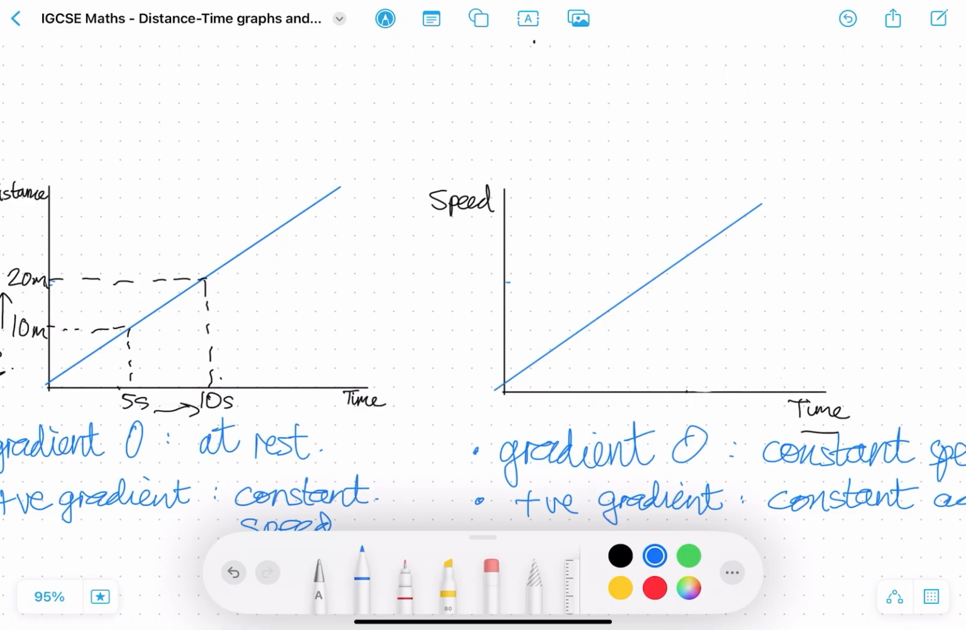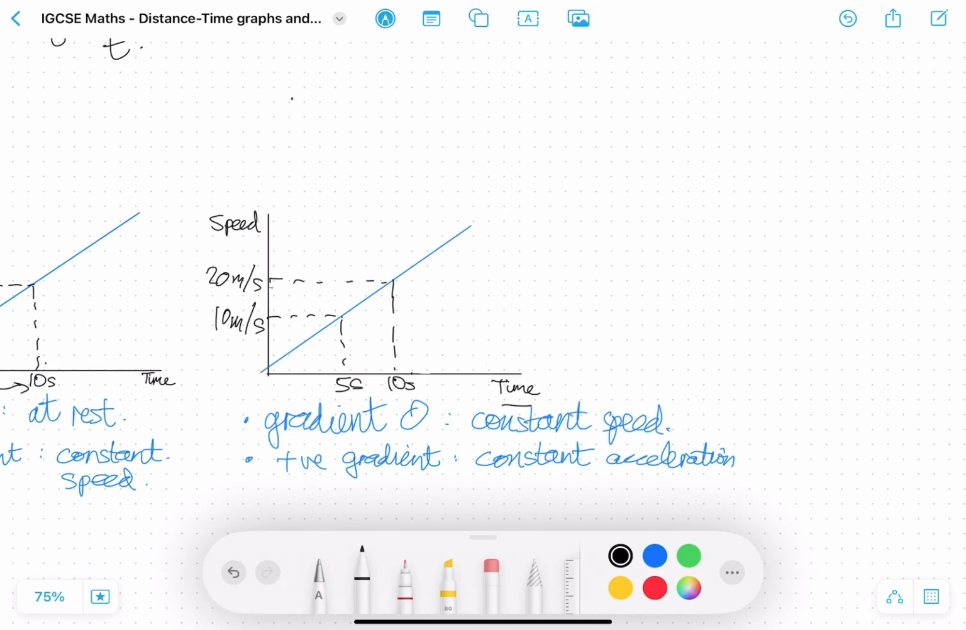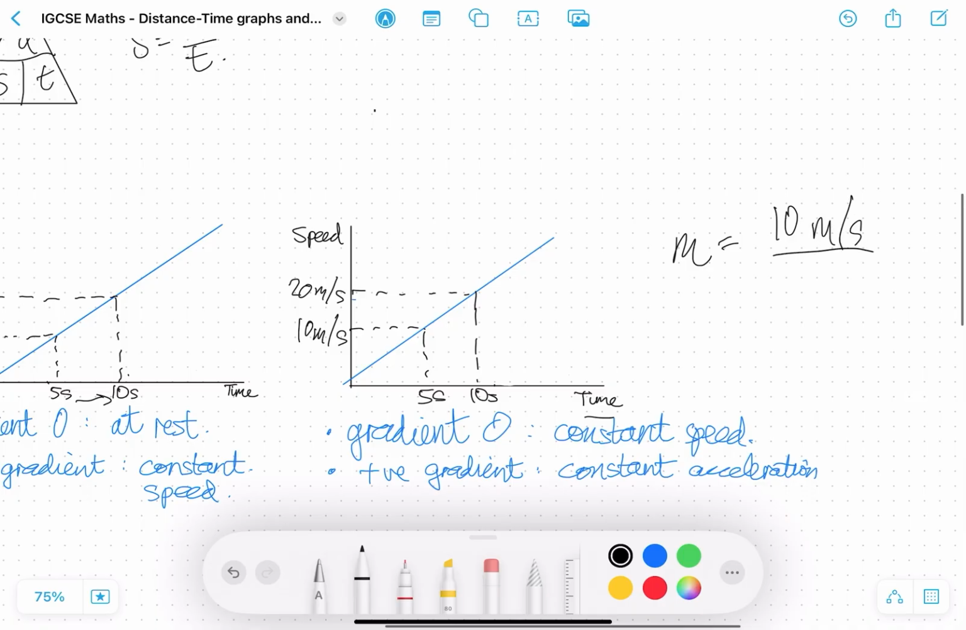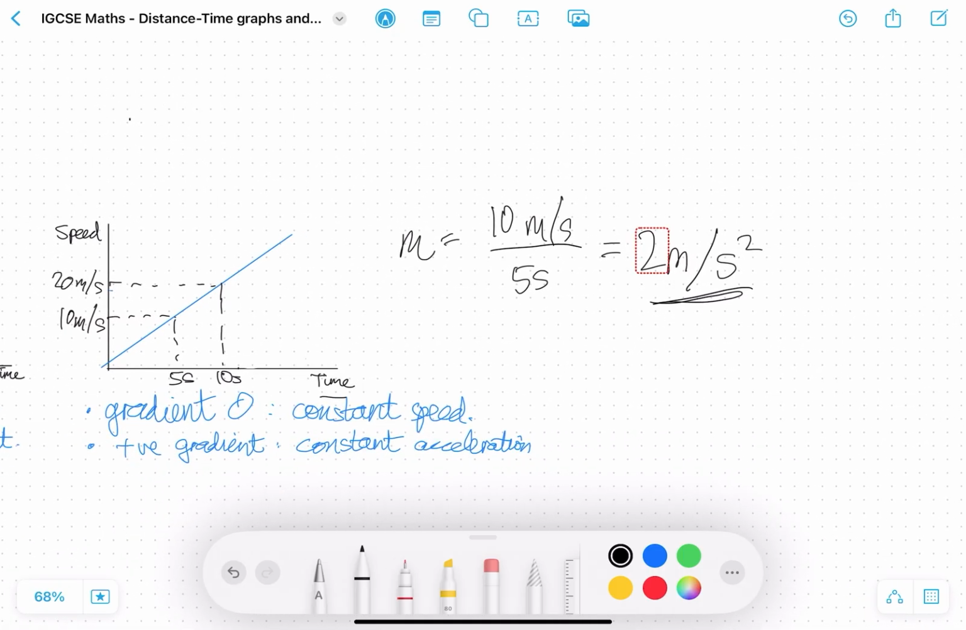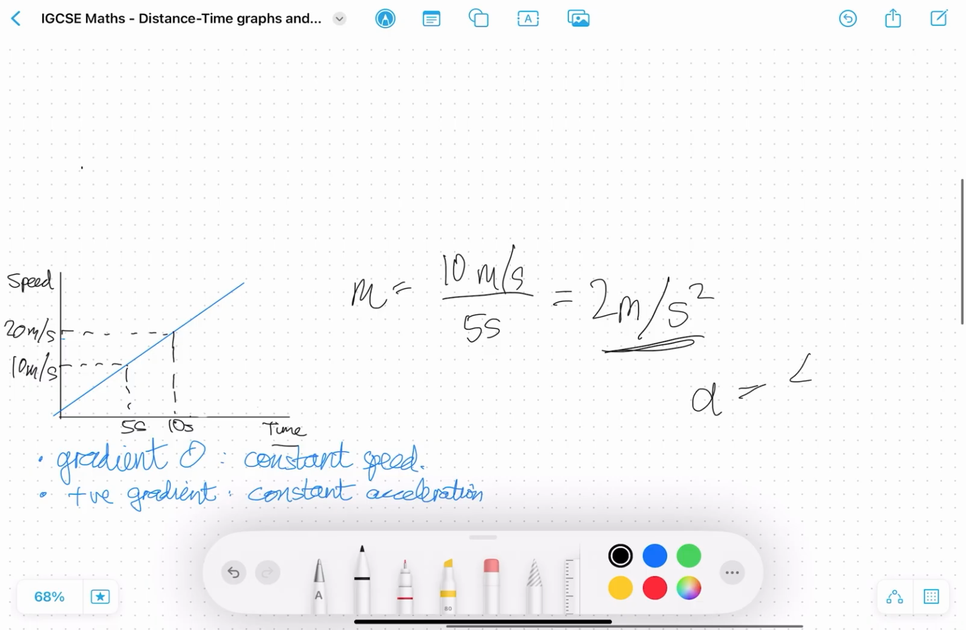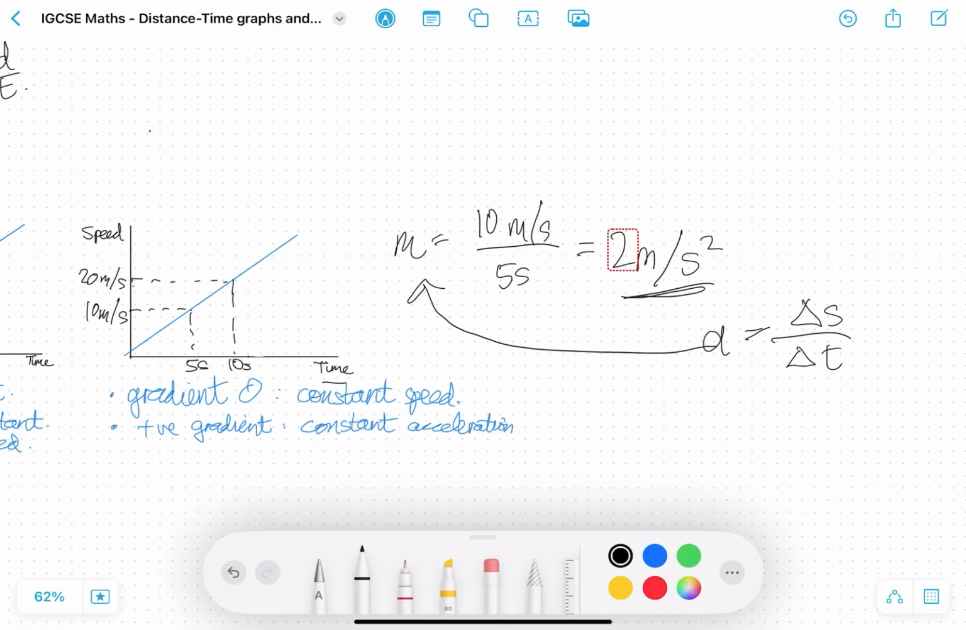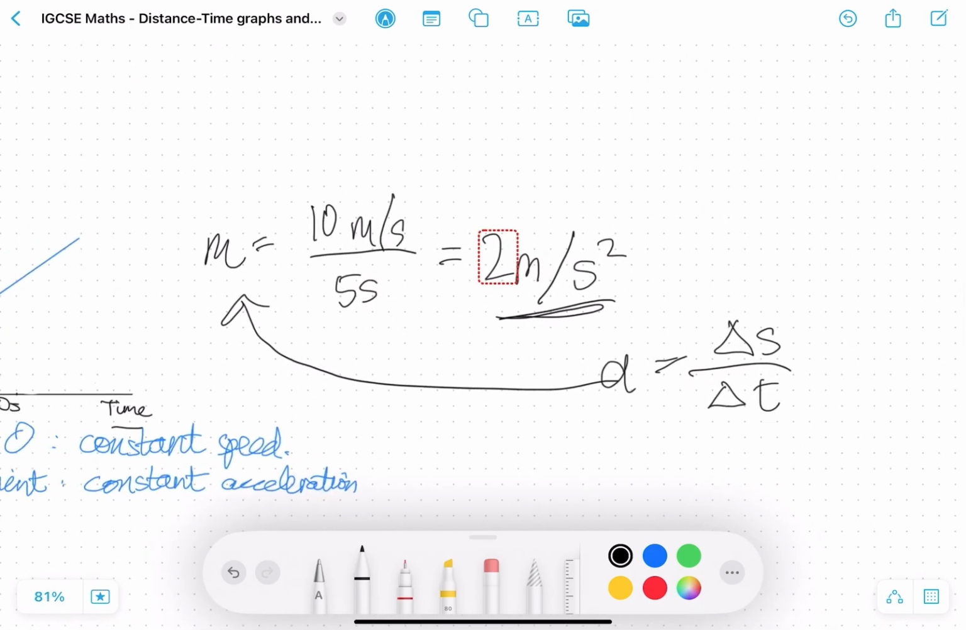So if we take the same values from the previous example, at 5 seconds, the object is traveling at 10 meters per second. This time we're working with speed. And then 5 seconds later, it's traveling at 20 meters per second. The gradient m would be equal to the change in y value, which we know is 10 meters per second, divided by the change in time, which is 5 seconds, which gives us 2 meters per second squared. And so we see that the gradient gives us the acceleration, because acceleration is defined as the change in speed divided by the change in time, which here is just the same as the gradient. So that's how we use the gradient to calculate the acceleration.